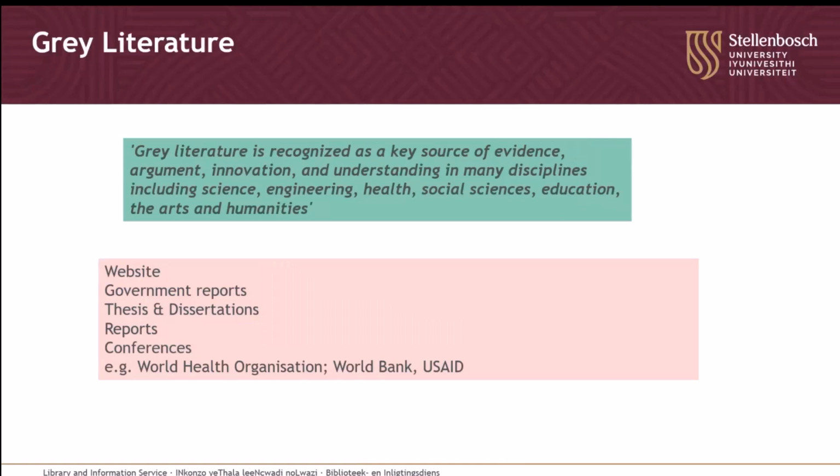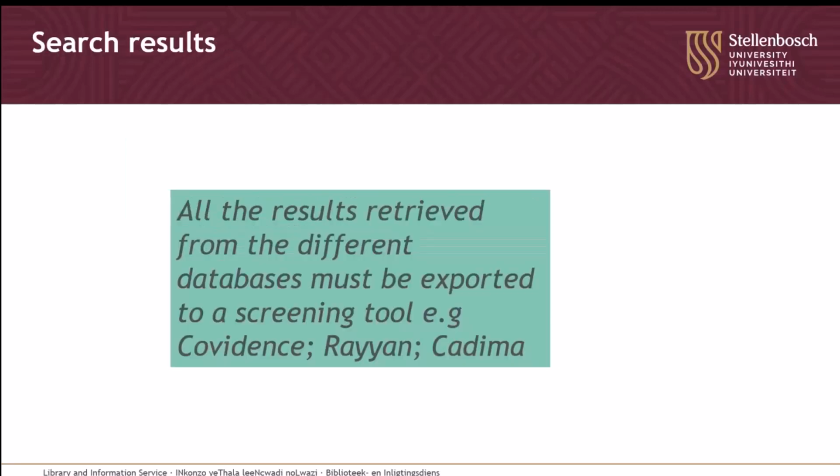Right, so for the grey literature, normally you will look at websites, government reports, theses and dissertations, other reports, conferences, World Health Organization, World Bank, USAID. For grey literature, you're normally going to target resources that are not publicly available, or that are not a database per se, but rather a website where you know you're going to find other information, but it's unpublished work. So grey literature falls under unpublished work.